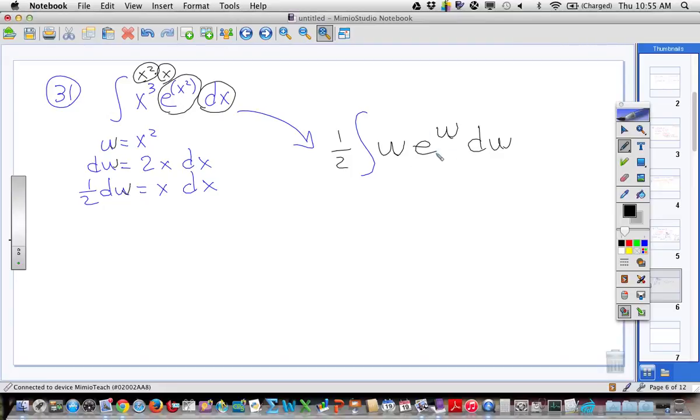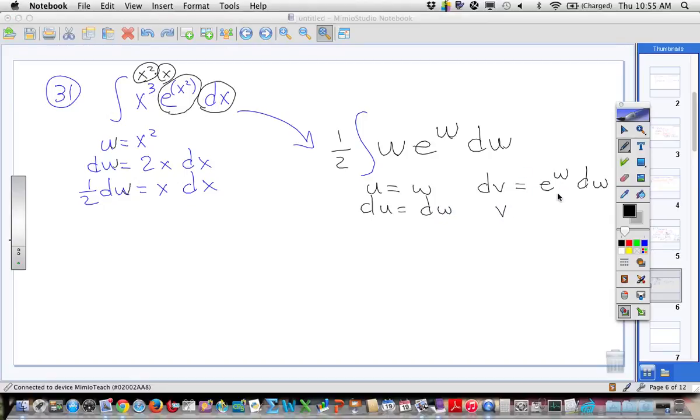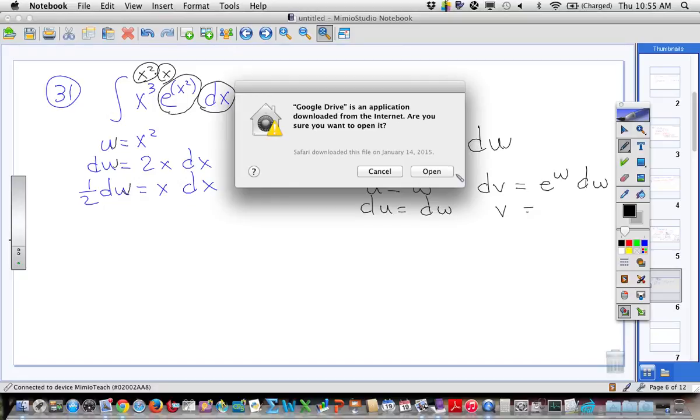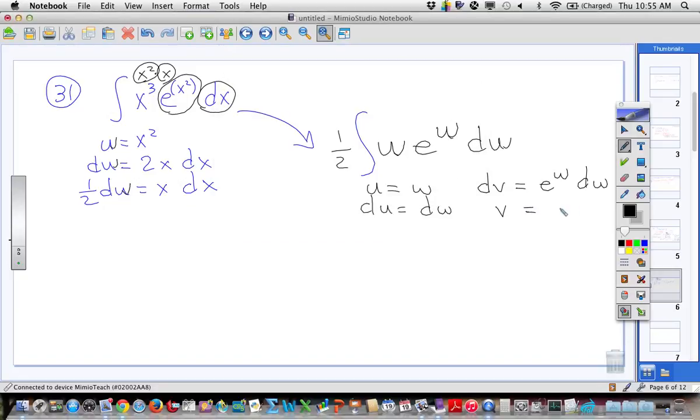So I got an algebra and I got an exponential. So we let u be the algebra, right? That comes first in LIATE. So we'll let u equal w. We'll let dv be the e to the w dw. So du would be dw, or just 1, right? And then v is just the antiderivative of e to the w, that's just the e to the w.